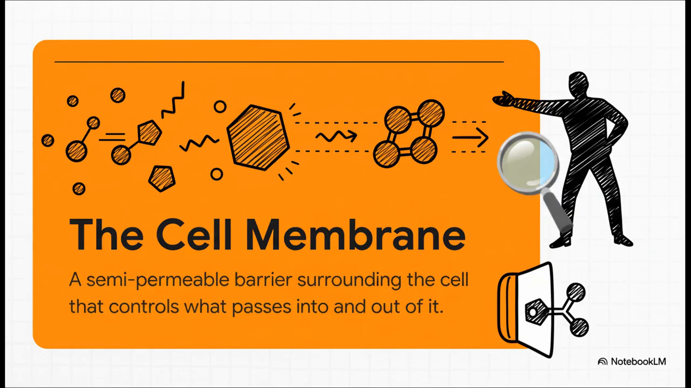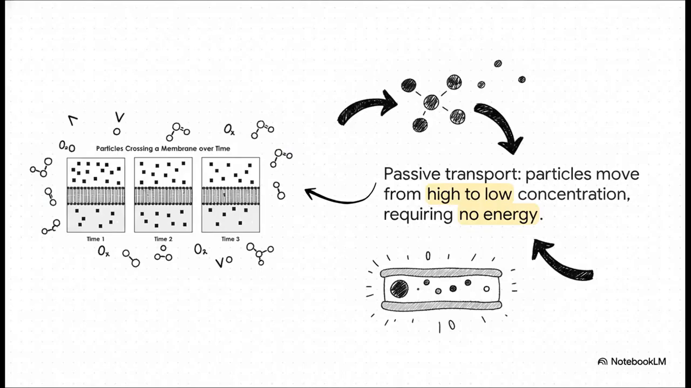So let's look at the two main ways this whole thing works. This is the easy way in. It's called passive transport. Particles will naturally just spread out from where they're really crowded to where there's more space. It's a process that requires zero energy from the cell. It just happens. And this is how small molecules like oxygen can just drift right across the membrane.